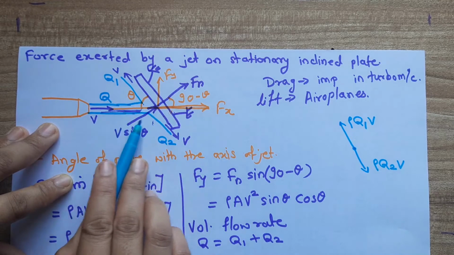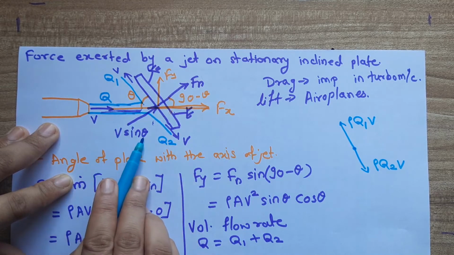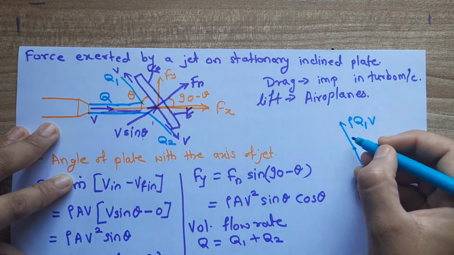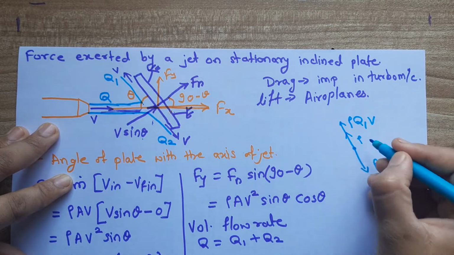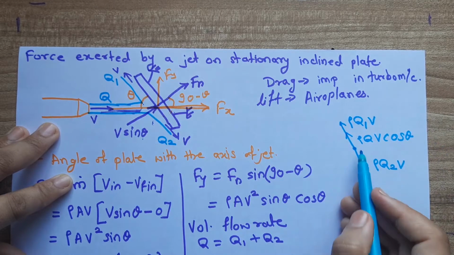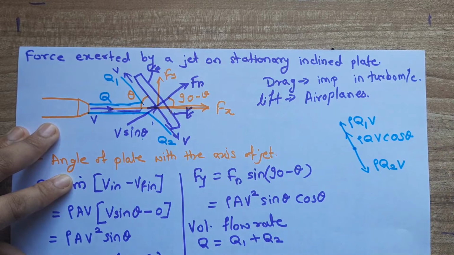And that inlet is equal to the component which is in the tangential direction. Here we can see that the normal direction component is V sin theta, and the tangential direction component is V cos theta. So the other force is rho Q V cos theta. If we equate that, we get rho Q1 V minus rho Q2 V for the outlet, and this is equal to the inlet in the tangential direction, rho Q V cos theta.